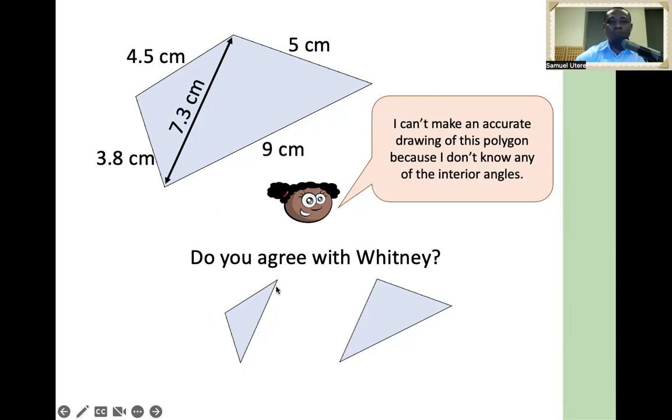Next, using this same diagonal, we can open our compass to be 5 centimeter and draw an arc over here. Next, we open our compass to be 9 centimeter and draw an arc over there. So we would see that the arcs will intersect, and then we'll have a point where they intersect through which we can join this end of the line there and the other one there. So we disagree with Whitney. We could still draw this quadrilateral without knowing the angles.